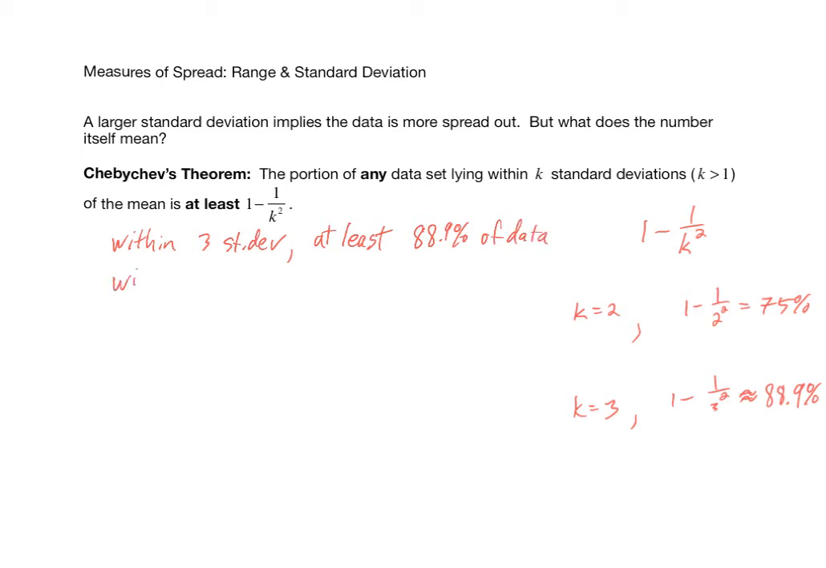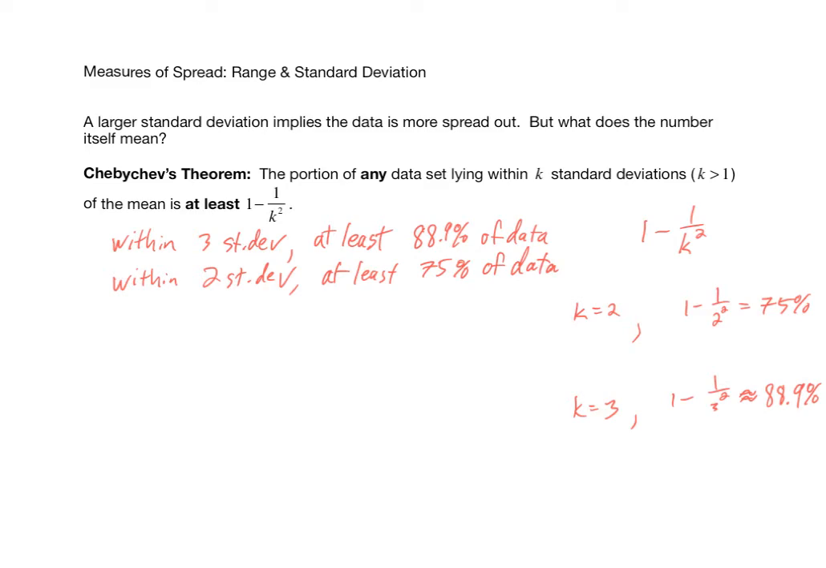And within 2 standard deviations, you have at least 75% of the data. And there's one other word here that I've highlighted, specifically "of any data set." So ultimately, let's go back to something we've done previously.